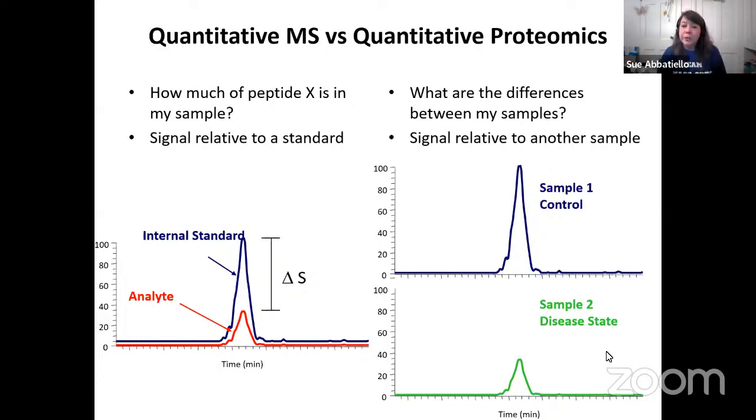And that would be considered a labeled analysis. Another option is label free, where you might have two different disease states or a control and a disease state. And now you're looking at that same peptide signal in two different samples that have been acquired differently in time. And you try to analyze those and see what the change in the signal would be. So this is relative quantitation or label free.